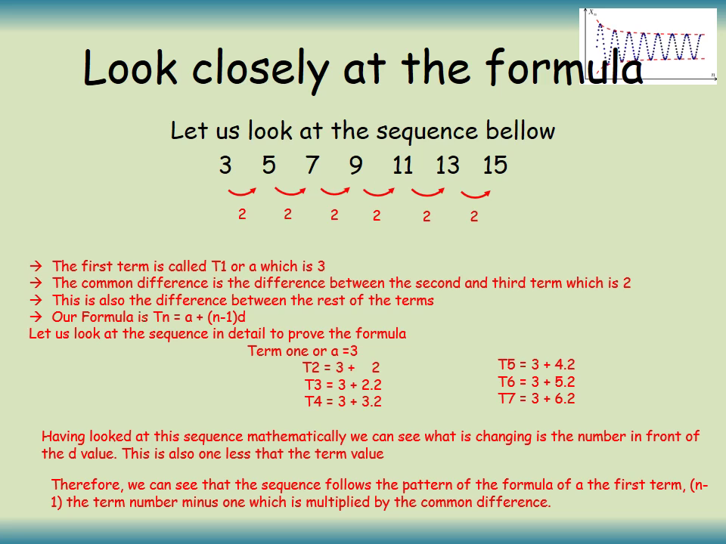For example, in term 5, the first term a stays the same, the difference increases, but the number of differences increases by 1 less than the term value. Hence, T5 has a 4. Therefore, we can see that the sequence follows the pattern of the formula of a, the first term, plus n minus 1, the term number minus 1, which is multiplied by the common difference.